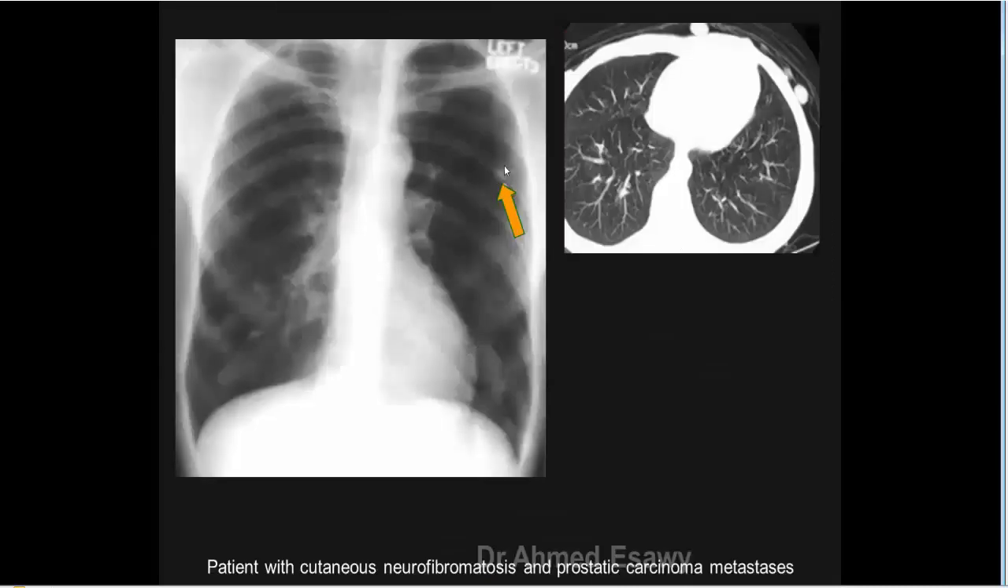A patient with cutaneous neurofibromatosis with metastatic carcinoma. These are mimics of solitary pulmonary nodule. Cutaneous neurofibromatosis may be present on X-ray as an intrapulmonary solitary pulmonary nodule. In CT, it is present as cutaneous nodules.